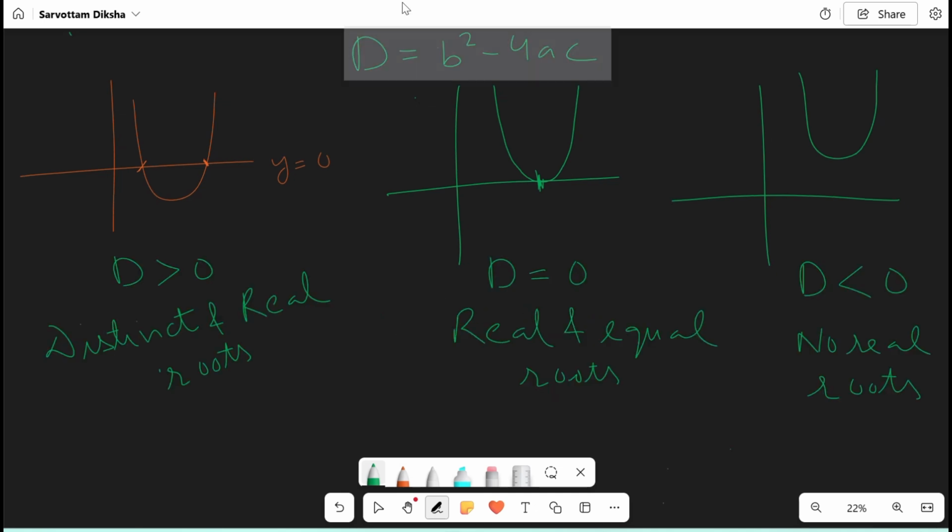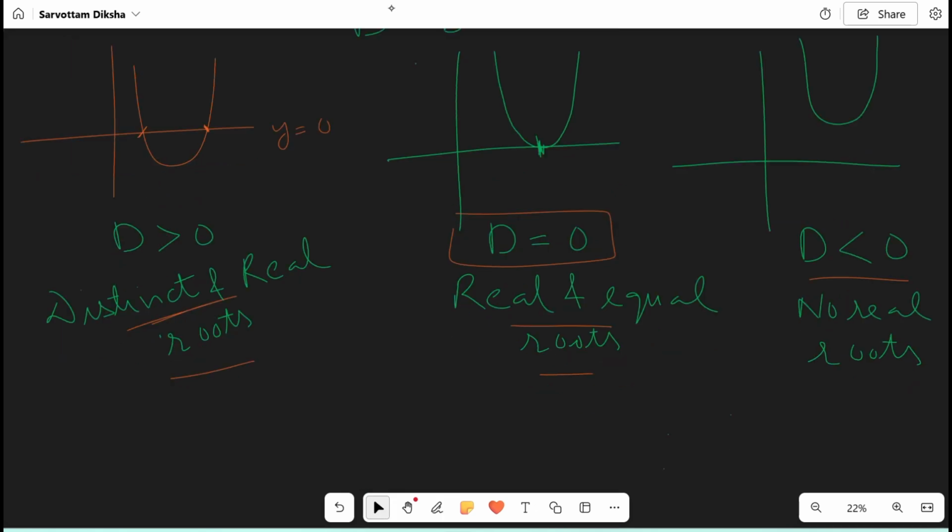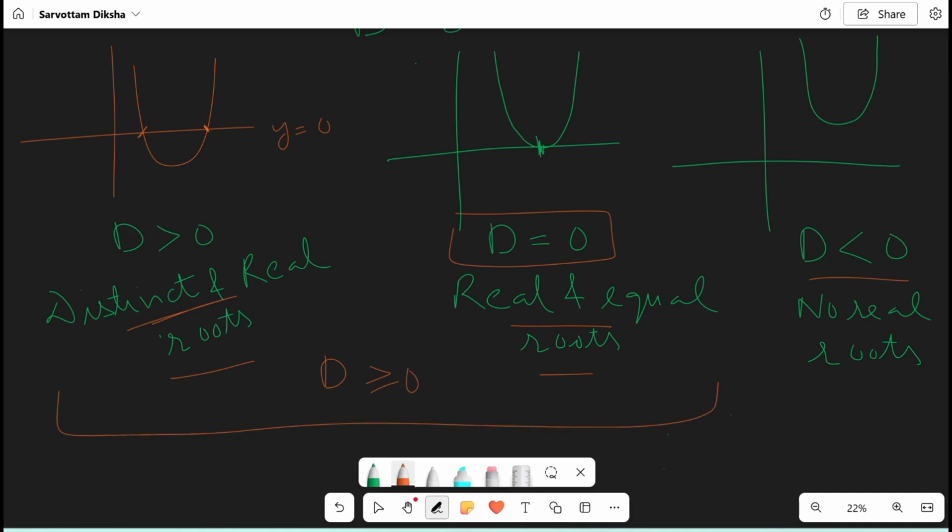If my D is greater than 0, then I have distinct and real roots. D equal to 0, I have real and equal roots. D less than 0, I have no real roots. So we have done the relation between the graph and the discriminant also. Basically, if my D is greater than or equal to 0, I have real roots. Here roots are equal, here they are distinct. That's the only difference. We call it nature of roots.